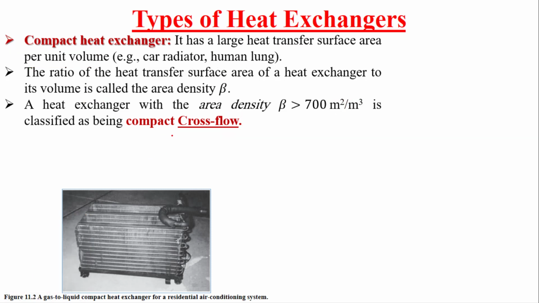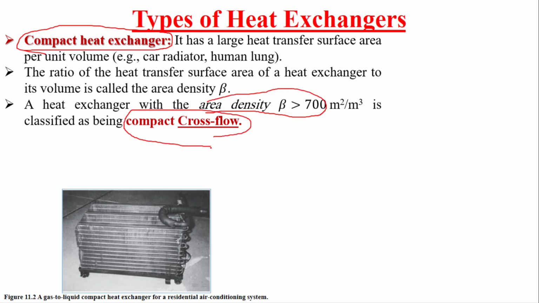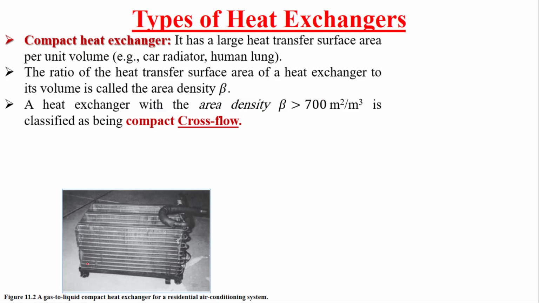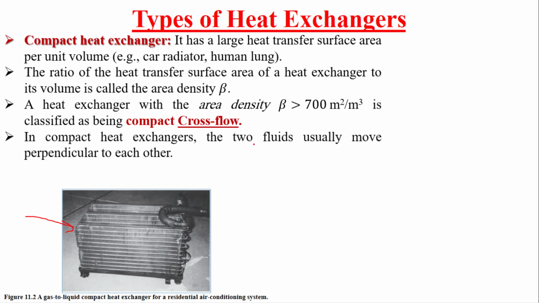So the compact heat exchanger comes with a classification based on the area density beta. If it's greater than 700, then this is compact of type cross flow, as you can see here in the radiator. In a compact heat exchanger, the two fluids usually move perpendicular to each other. This is the meaning of cross flow. So if we have flow inside these tubes, we have air coming from this direction and flowing to that direction. So we have two fluids perpendicular to each other.